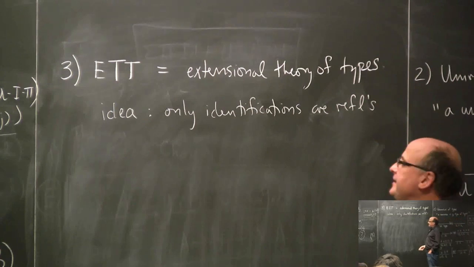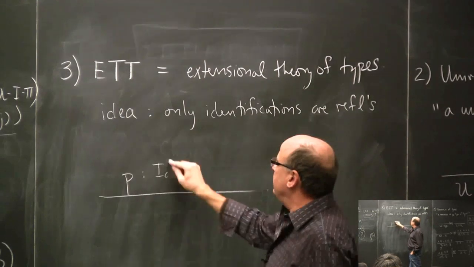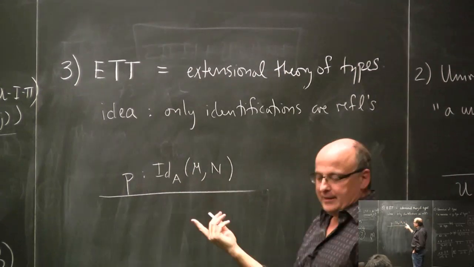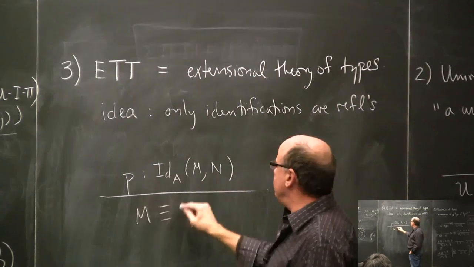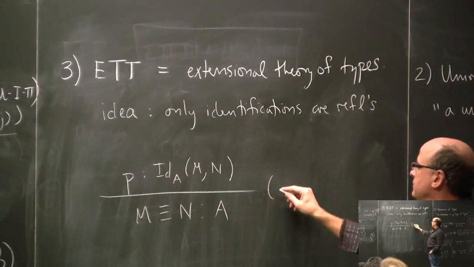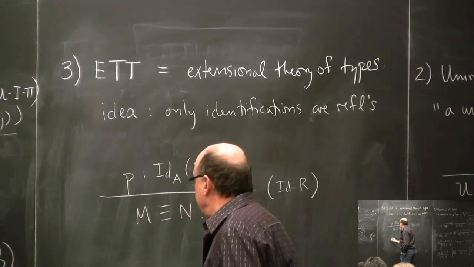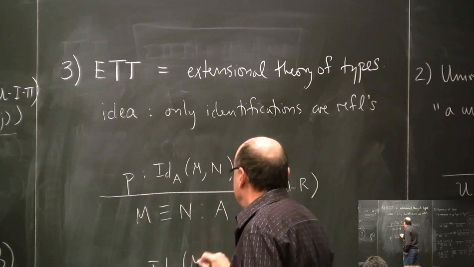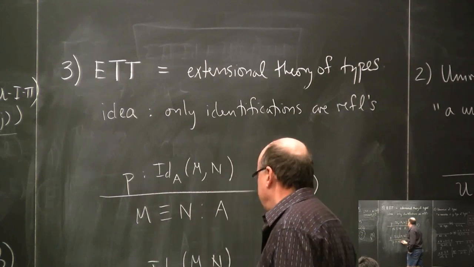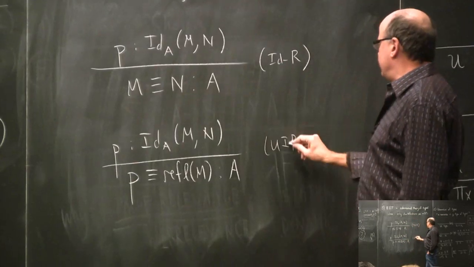So what is the idea of ETT? ETT says, oh, please spare me. If you have a proof P of identity of M and N, then it can only be reflexivity. So we can just conclude that M is judgmentally equal to N. And this is called equality reflection. And moreover, if you have a proof of the identity of M and N, then that proof can only be reflexivity. And this is called the uniqueness of identity proofs.